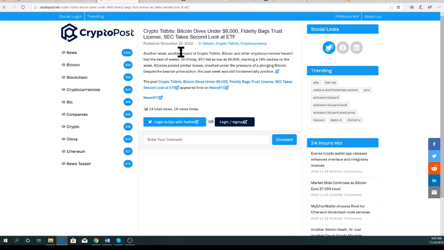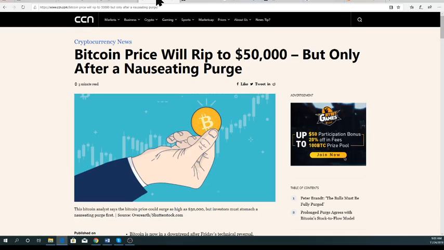Now, Crypto Tidbits says that Bitcoin dives under 8,000. Now we know that Fidelity, Bakkt, trust license, SEC takes a second look at ETF. Now that's actually good news. If they're reconsidering that and coming out with good news, that will be a positive one. If there is an ETF for institutional investors, that can push price a bit.